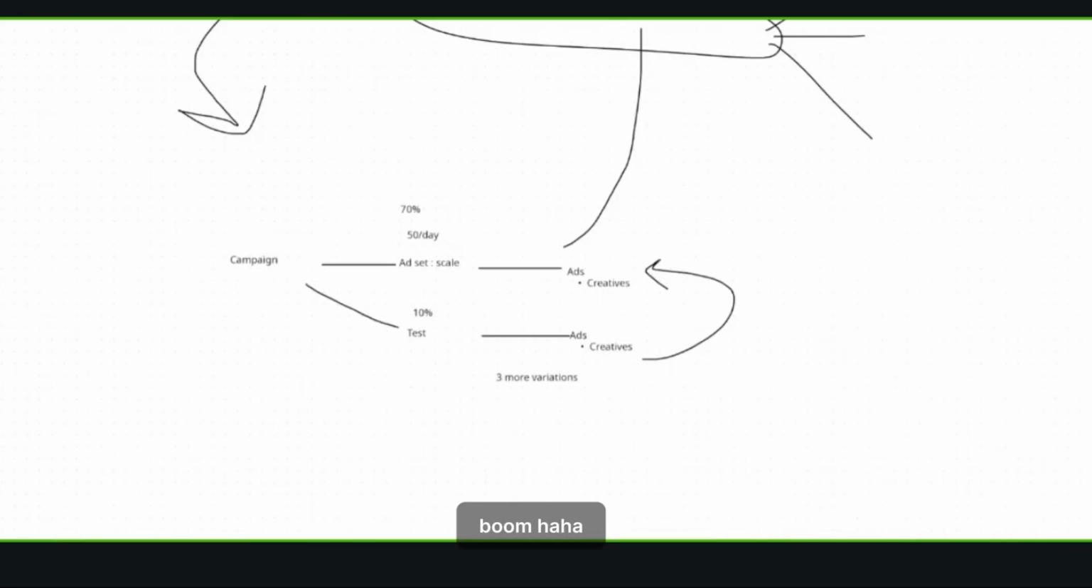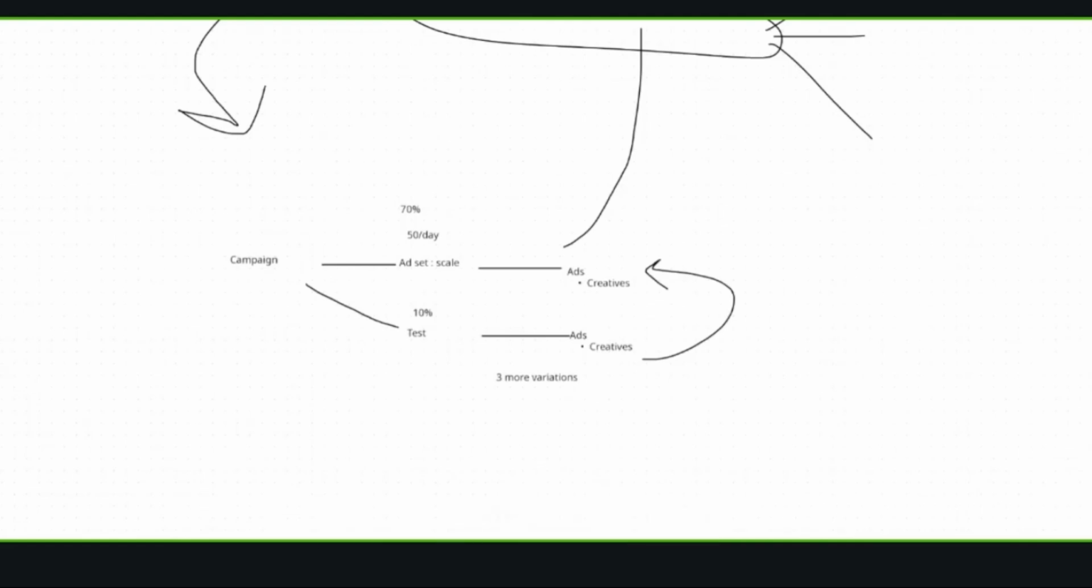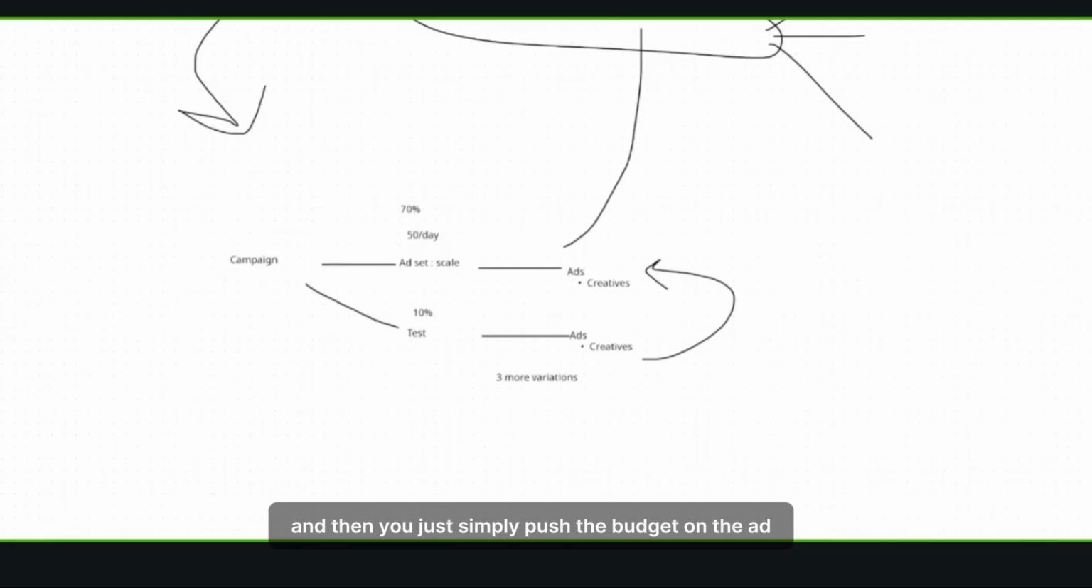Boom. And then, of course, the next thing would be optimizing the campaign based upon actual revenue. But again, that has to be only after really like 30 deals, in which case you might want to implement high rows and you really want to be able to correlate cash collected to the lead to the ad. And then you just simply push the budget on the ad that brings the highest cash collected.